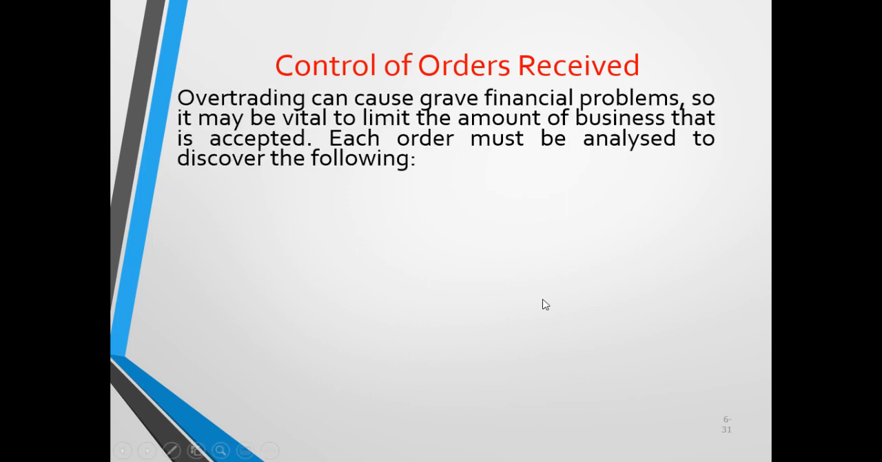All right, so we have already discussed the symptoms of overtrading. You're doing business beyond your capacity. That is what we call overtrading. So the symptoms like increase in sales, increase in receivables, longer credit from suppliers, all those are symptoms. So let's look at what the procedures are, what are the ways we can control the orders received.